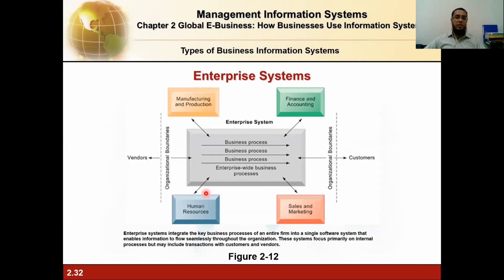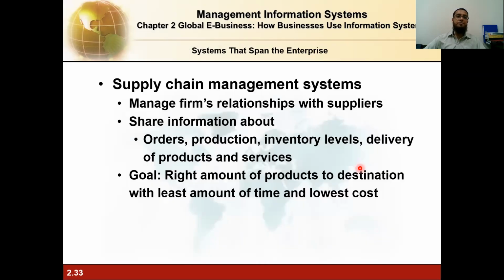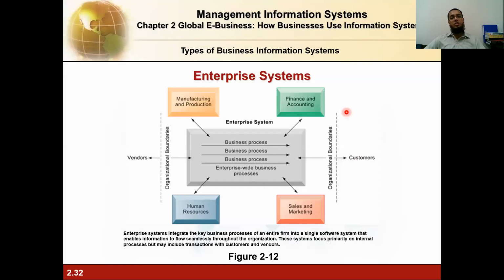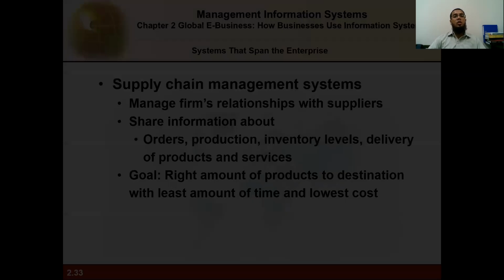Enterprise systems integrate the key business processes of the entire firm into a single software system that enables information to flow seamlessly throughout the organization. This system focuses primarily on internal processes, but may include transactions with customers and vendors. Like production, manufacturing, finance, accounting, human resources, business processes. Here you have vendors, where organizational boundaries start. This is your enterprise system working here, with organizational boundaries, and then it interacts with the customers. So this is basically a logical diagram of the enterprise system.